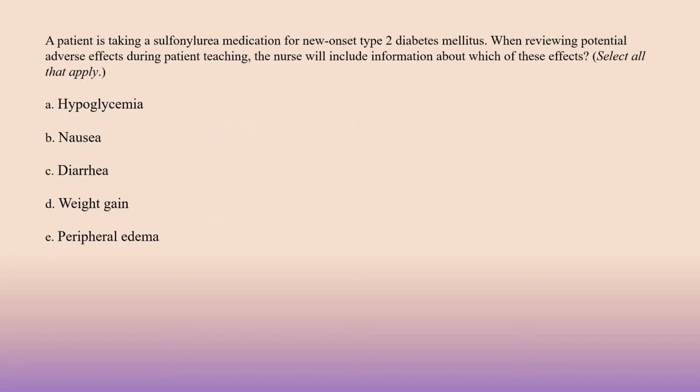A patient is taking a sulfonylurea medication for new-onset type 2 diabetes mellitus. When reviewing potential adverse effects during patient teaching, the nurse will include information about which of these effects. Select all that apply. A. Hypoglycemia. B. Nausea. C. Diarrhea. D. Weight gain. E. Peripheral edema.